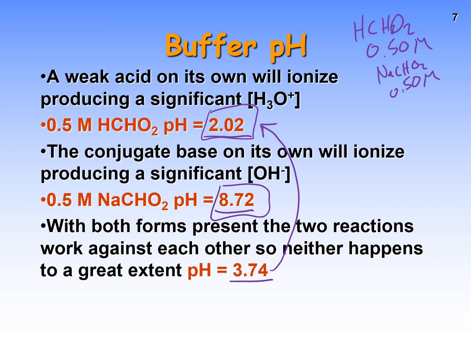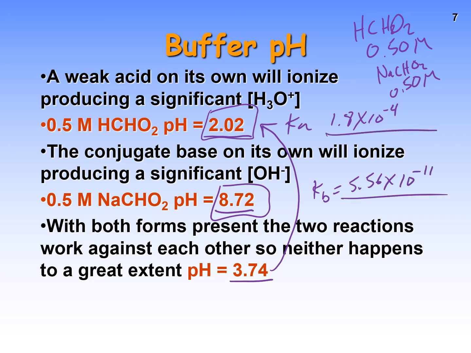As you can see, if we look at the Ka of this, it's 1.8 times 10 to the negative 4. I think the Kb of this is like 5.56 times 10 to the negative 11. So this guy's much stronger than this, which is why our pH, when we have a buffer of both of them present, is much closer to the acid region than the base region.